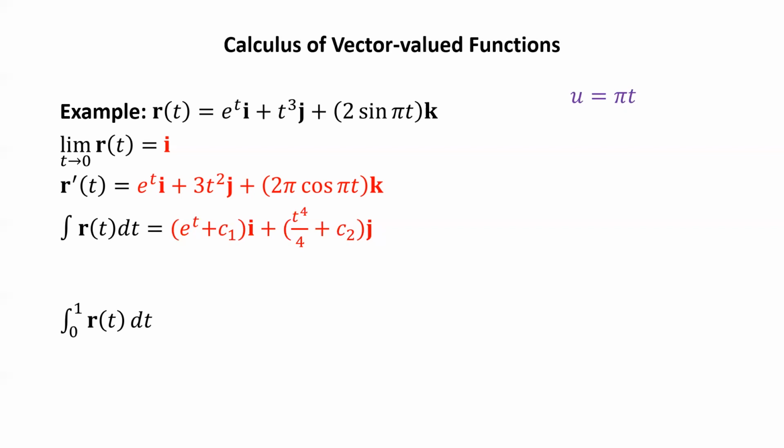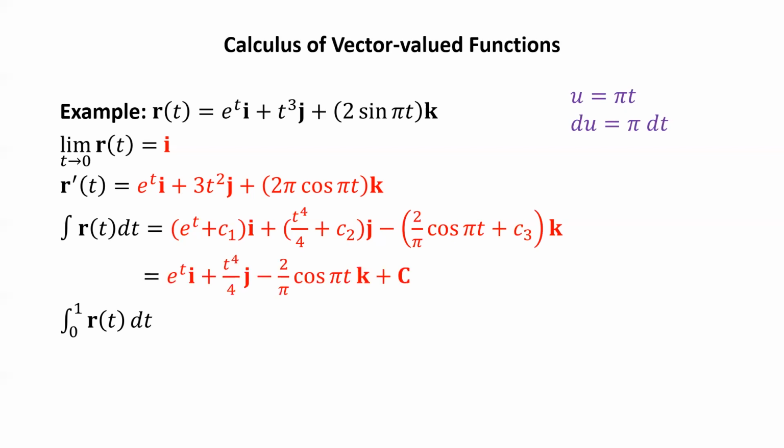And for the third one, we need a little substitution. If I let u equal pi t, then du is pi dt. So we get minus 2 over pi cosine pi t plus another constant. It's good practice to combine all the constants into a single vector constant, c.